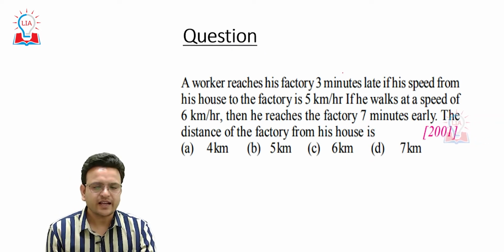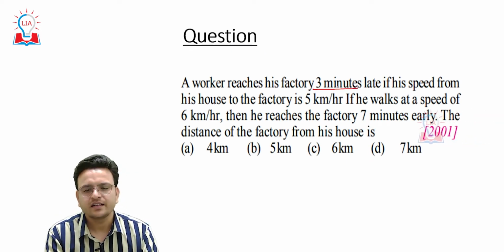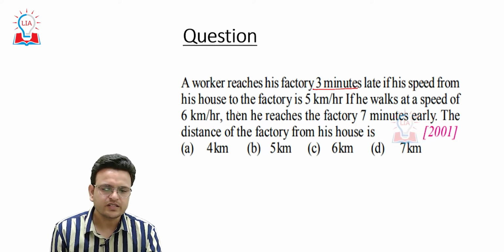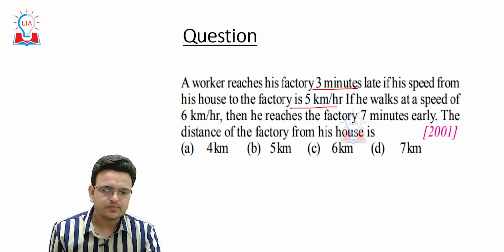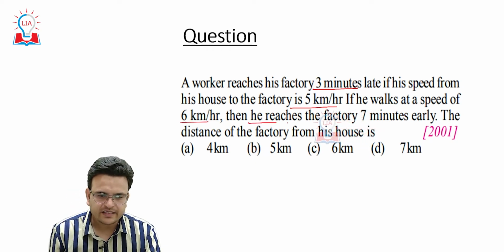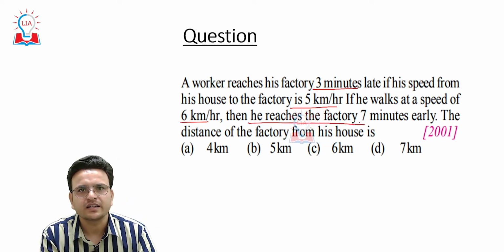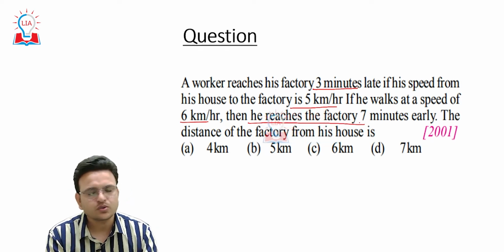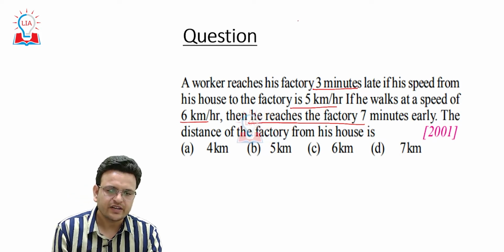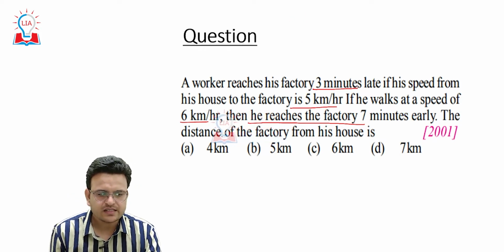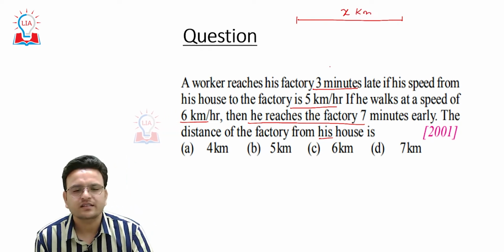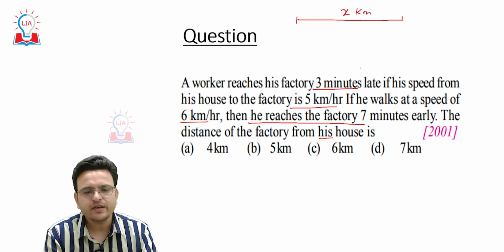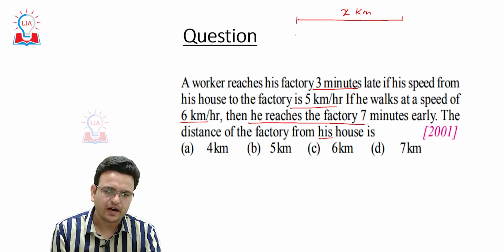A worker reaches his factory 3 minutes late if his speed from his house to factory is 5 km per hour. If he walks at a speed of 6 km per hour, then he reaches the factory 7 minutes early. In the last video, I explained how to solve such type of questions. Here again, we can assume that the distance of the factory from his house is x kilometers.